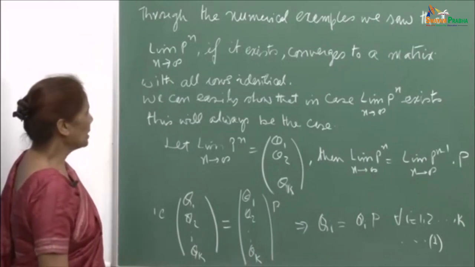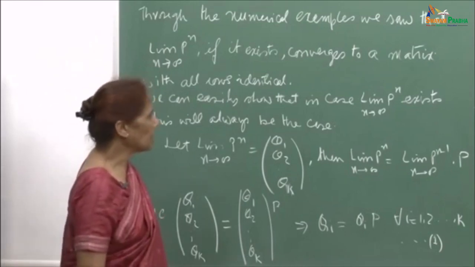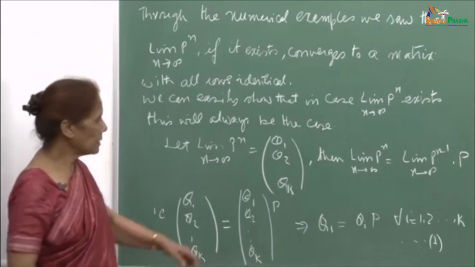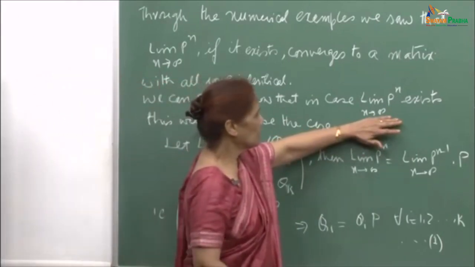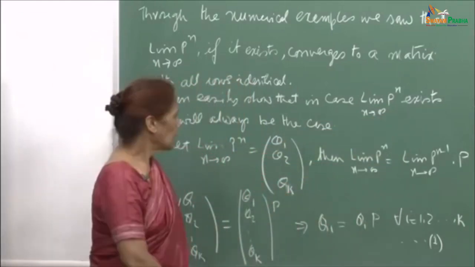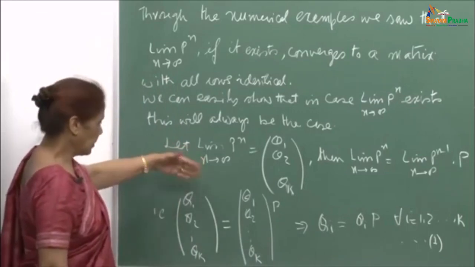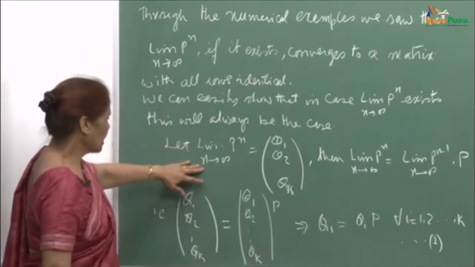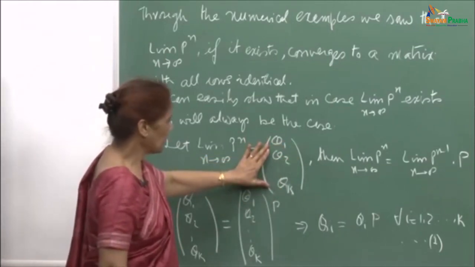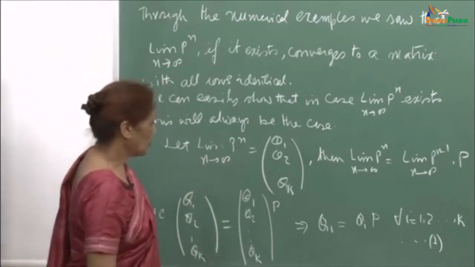So, we can easily show that in case limit P^n as n goes to infinity exists, this will always be the case. That means, whenever this limit exists, it will converge to a matrix whose rows are all identical. So, let us show this very easily. Limit P^n as n goes to infinity is, say, q1, q2, ..., qk, suppose these are k rows. We are considering the system when it has k possible states.